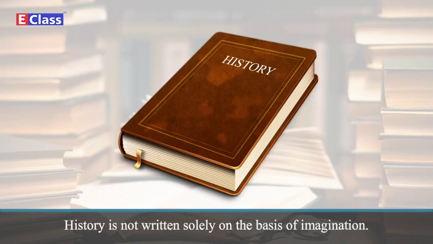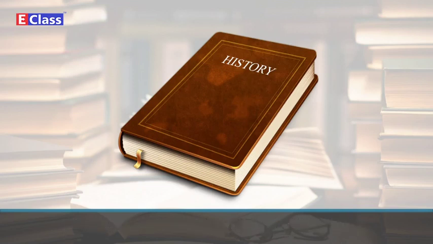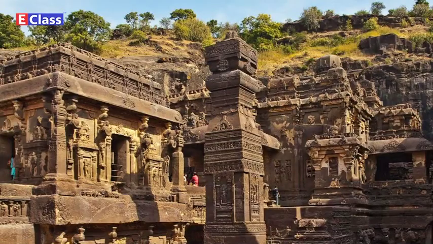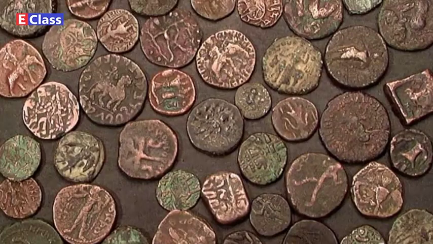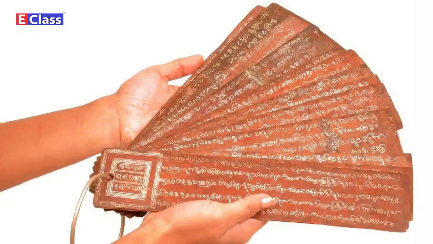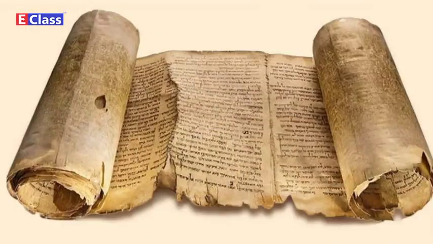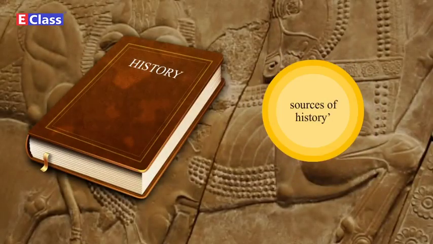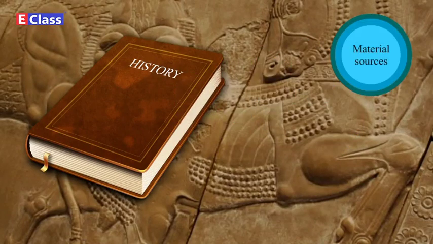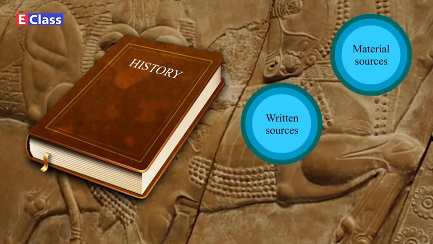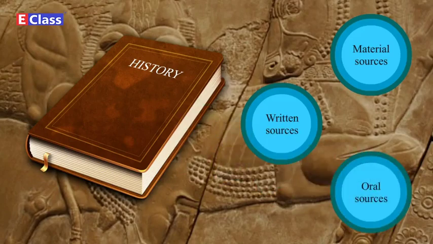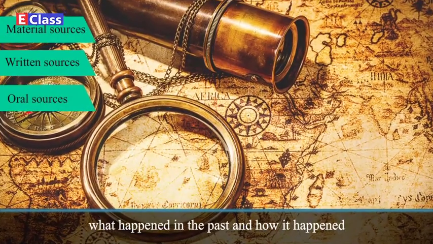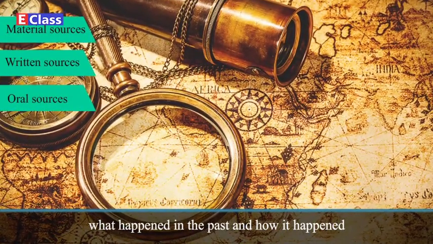History is not written solely on the basis of imagination. Ancient objects, structures, sculptures, pots, coins, inscriptions, copper plates, books, manuscripts, traditional stories, and songs remembered over many generations, etc., are the sources of history. The sources of history are of three types. 1. Material sources. 2. Written sources. 3. Oral sources.